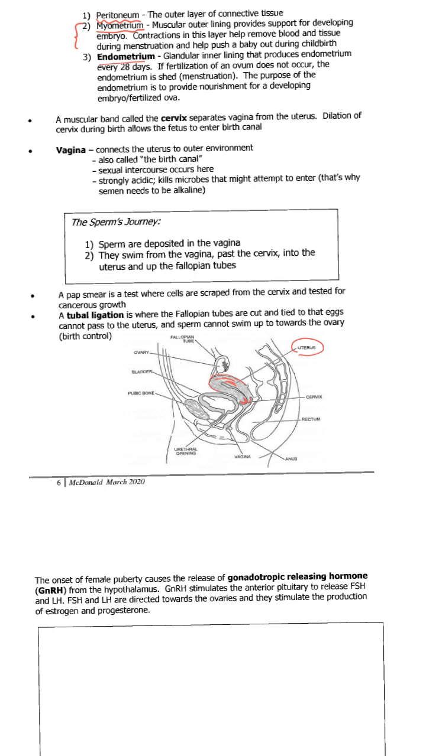So in the sperm's journey in terms of reproduction, sperm get deposited in the vagina, and they're going to swim past the cervix, more likely to swim past it during a time of fertility, of ovulation, into the uterus and then up the fallopian tubes. Some go one way, some go the other, and the egg is only on one of those sides.